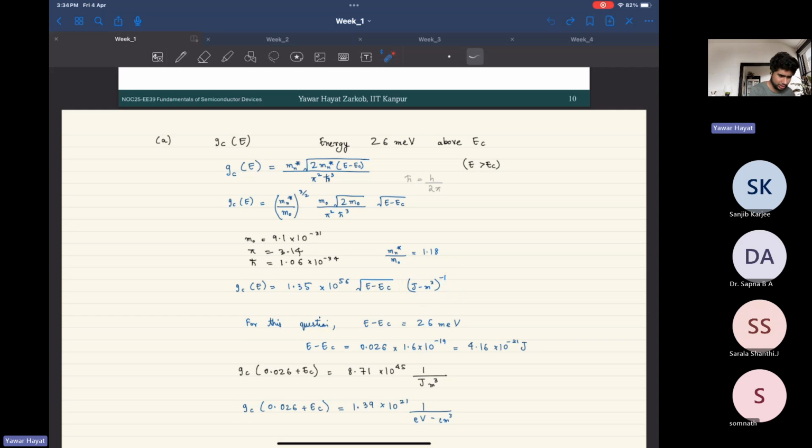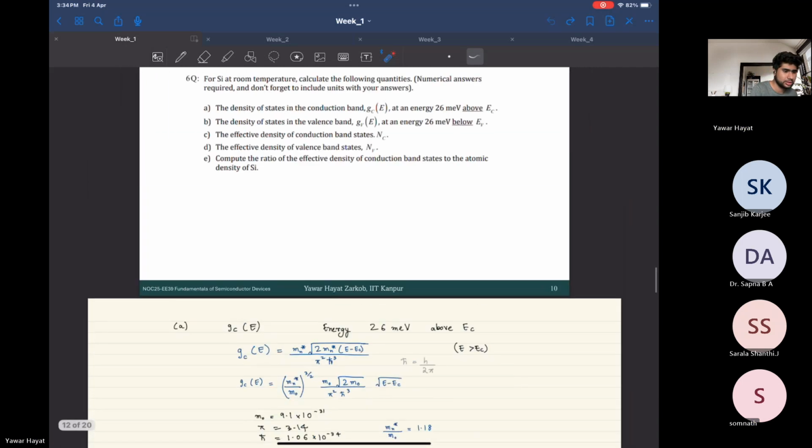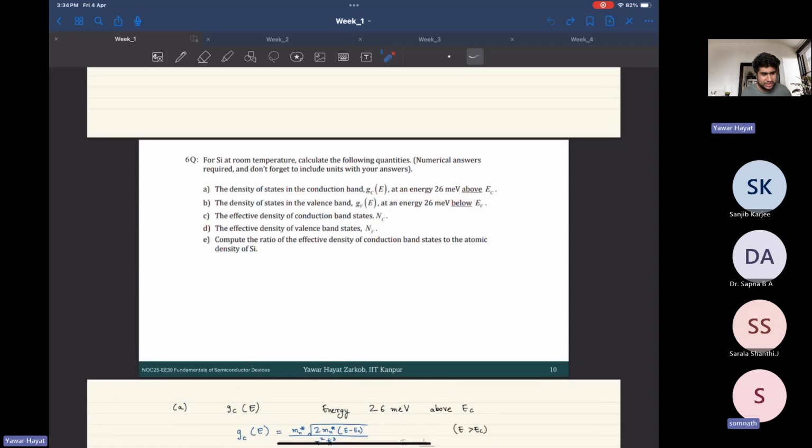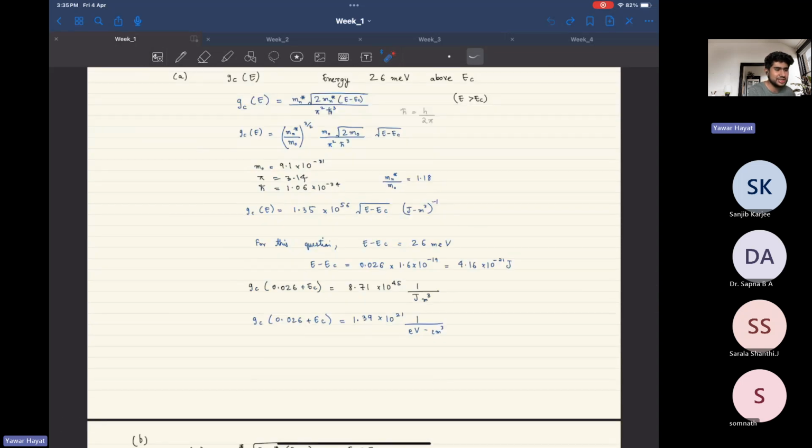And this would be the unit: joule meter cube inverse, whole inverse. So now for this question, this E minus EC would be 26 milli electron volt. Why? Because it is said that the energy E is 26 milli electron volt above EC. That's why I can write E minus EC as 26. Is this fine? Yes, sir. And so if I convert it into SI, I just have to multiply this by the electron charge. So E minus EC would be this.